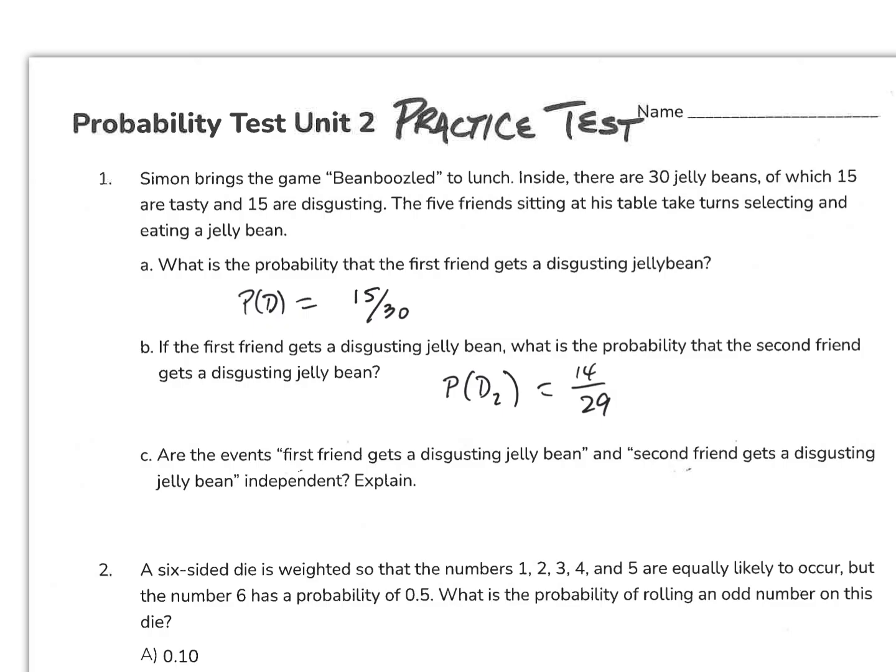Now, are the first friend gets a disgusting jelly bean and second friend gets a disgusting jelly bean independent? The answer to that is no, they are not. Because one event affects the probability of the other.